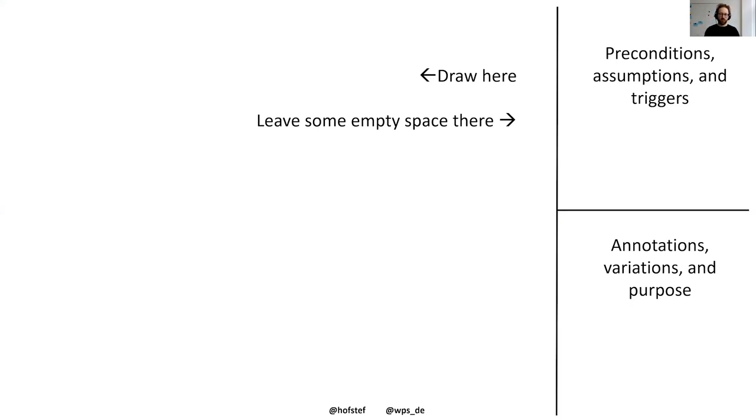And then on the individual steps, we make these little annotations, either directly at the steps or in the area on the side, where we write down a couple of variations. Maybe some steps are optional, or some steps are only necessary if you're traveling with children, something like that.